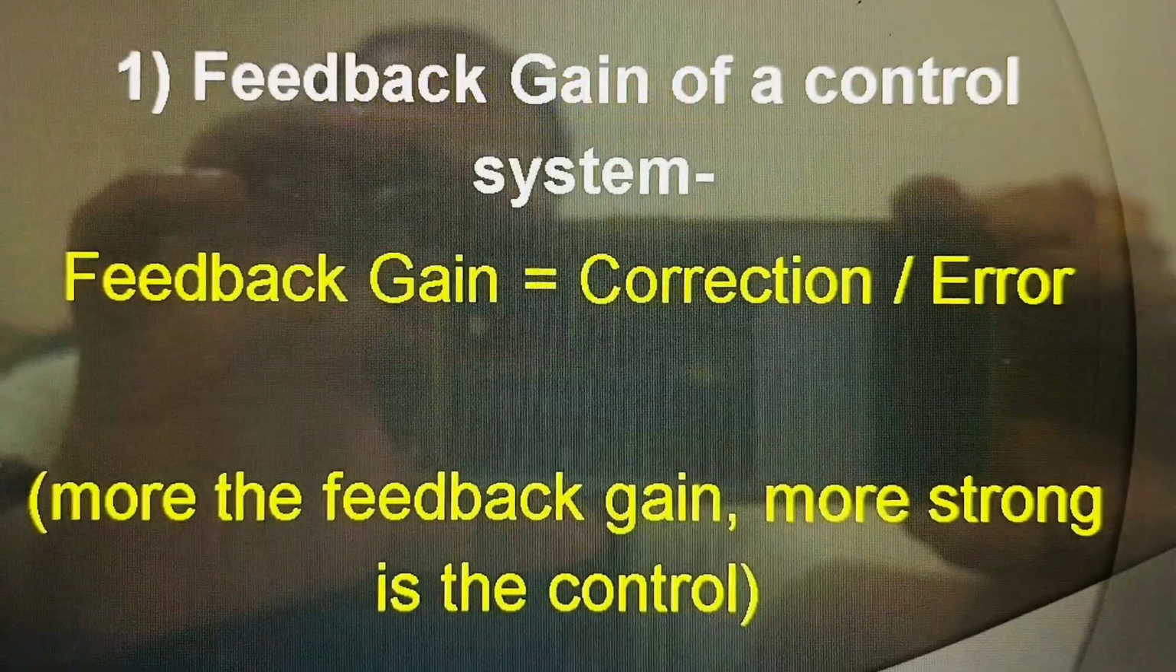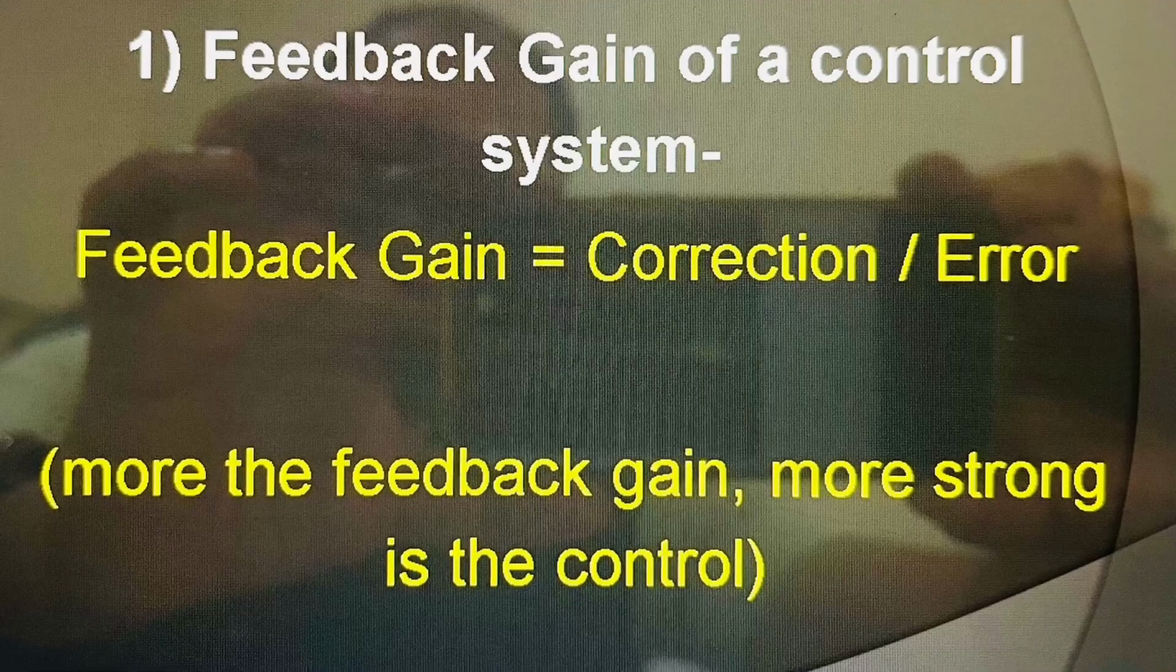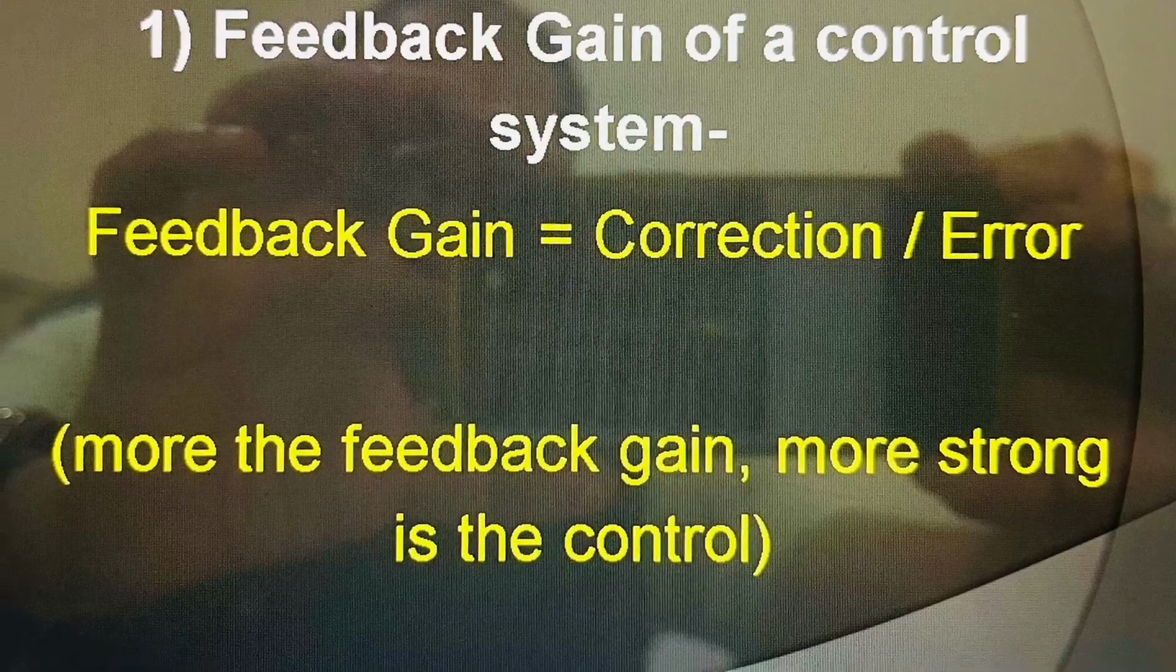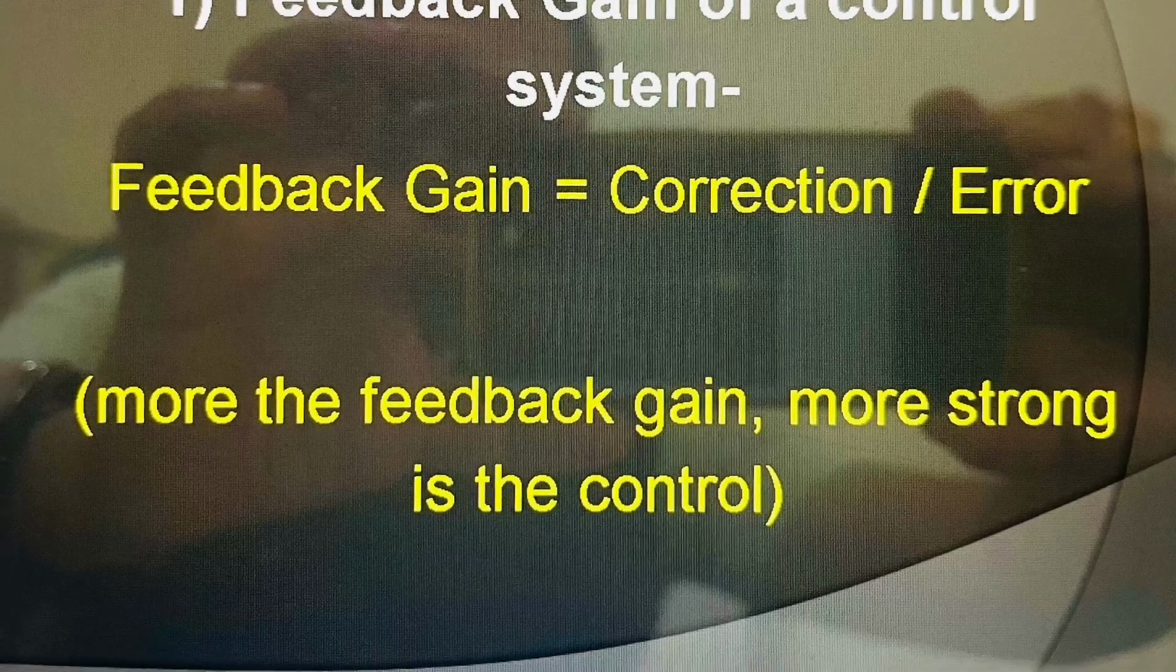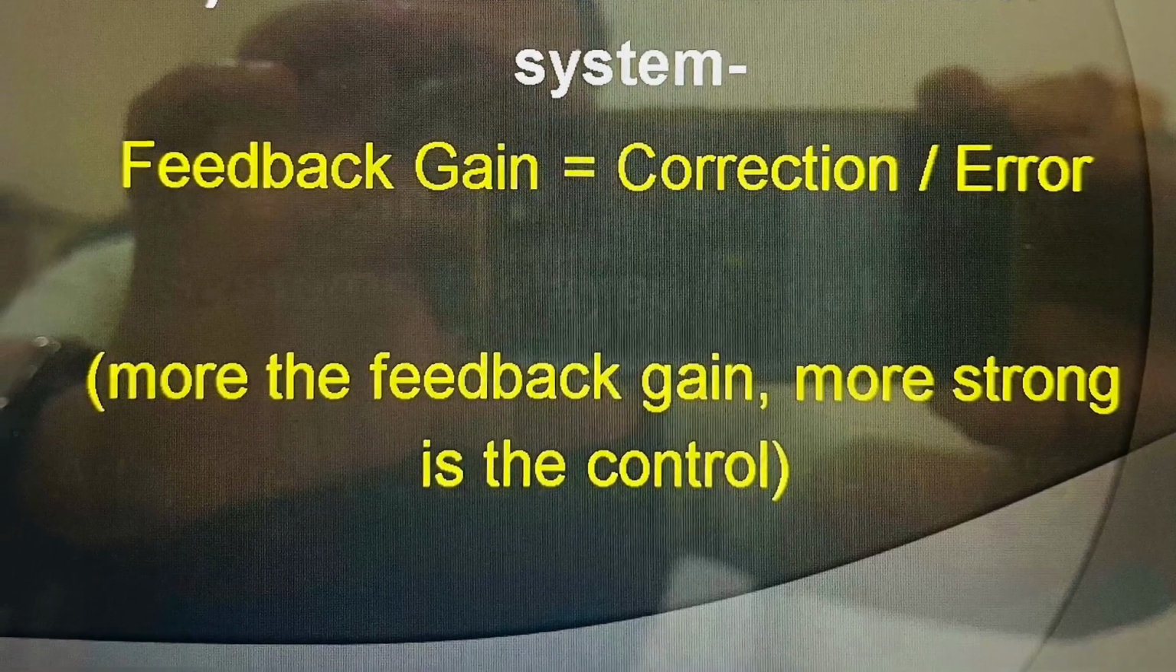The first is feedback gain. It is calculated by correction divided by error of any mechanism and more the value of feedback gain, more effective the mechanism is.